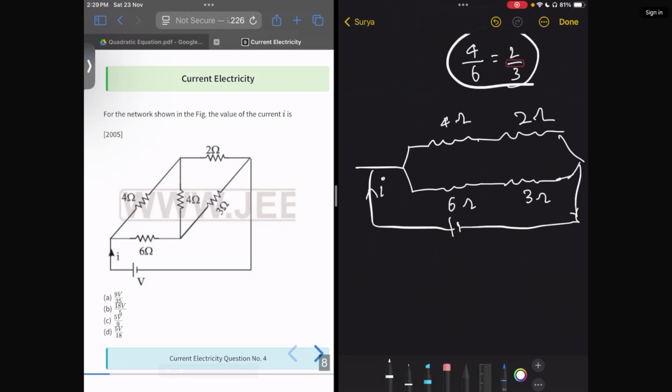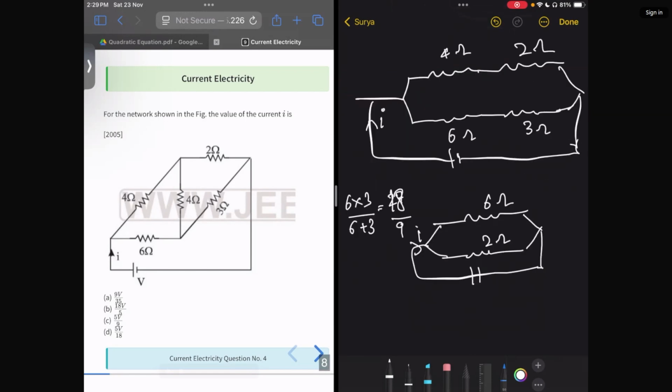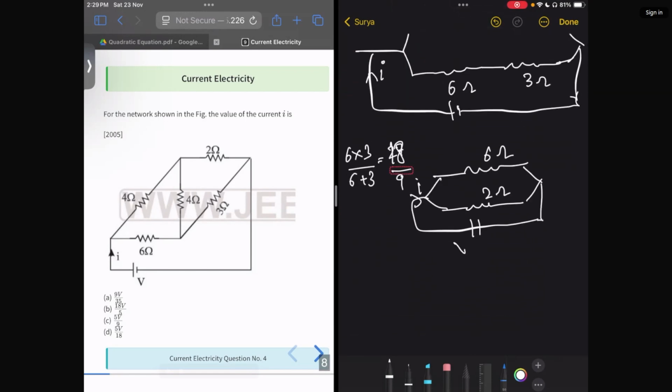There will be current I. Here the total resistance will be 6 ohm, since they are in series. Here the total resistance will be 6 into 3 by 6 plus 3. It will be 3 sixes are 18, divided by 9. It will be 2 ohms. Both are in parallel now, right? Current I flowing, and the voltage is V.